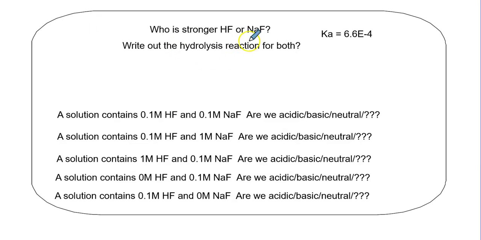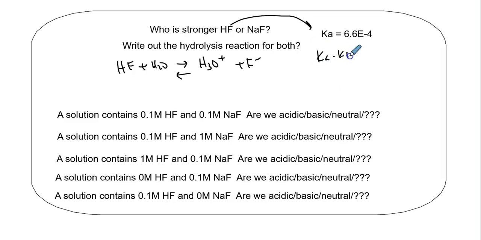Okay, so who is stronger, HF or NaF? The Ka value for this guy is that. Once again, we have HF plus water yields H3O plus and F negative. This guy is pushing this way, and of course the F negative is pushing back that way. Who's stronger? Well, our teeter-totter: Ka times Kb equals Kw. Let's calculate out our Kb here quickly.